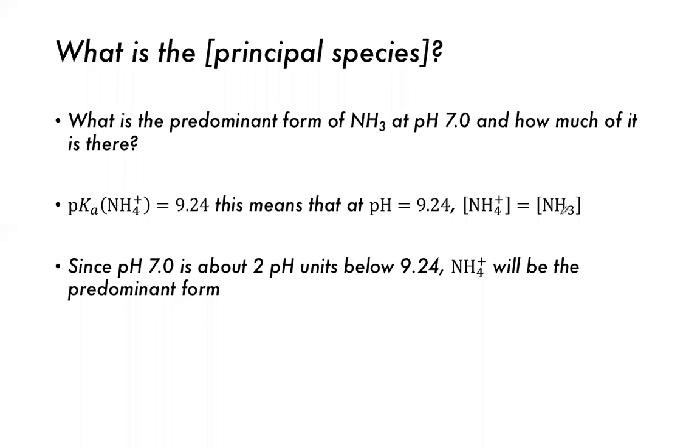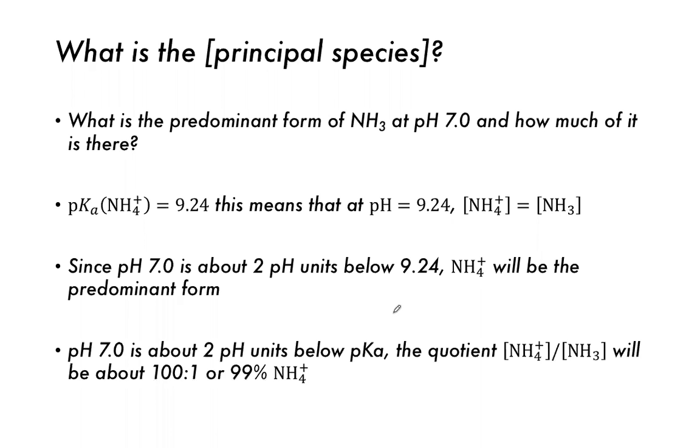So since pH 7 is about 2 pH units below 9.24, the predominant form will be the acid form, the NH4+. So pH 7 is about 2 pH units below pKa, and so the quotient of NH4+ over NH3 will be about 100 to 1, or 99%.